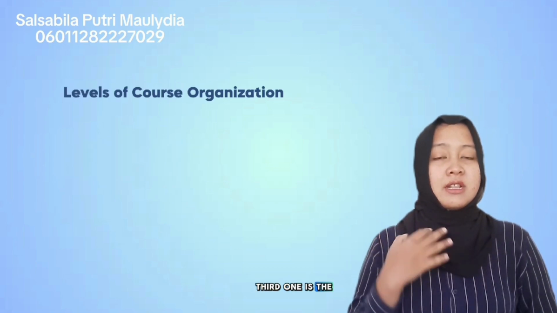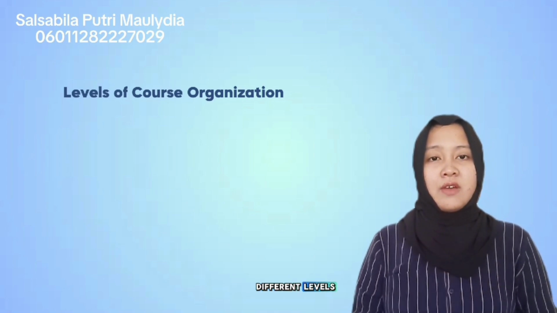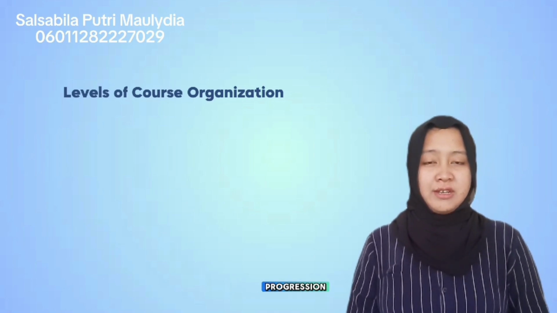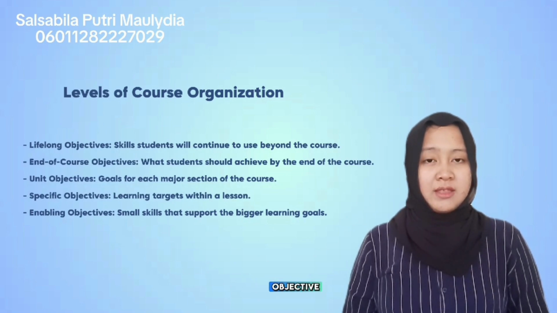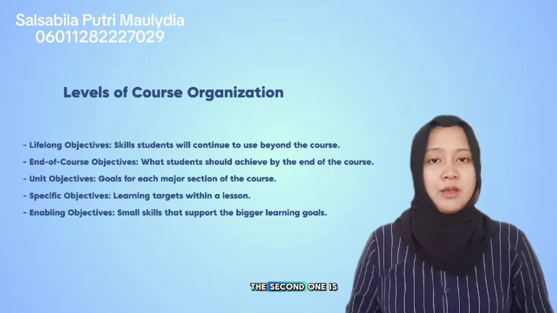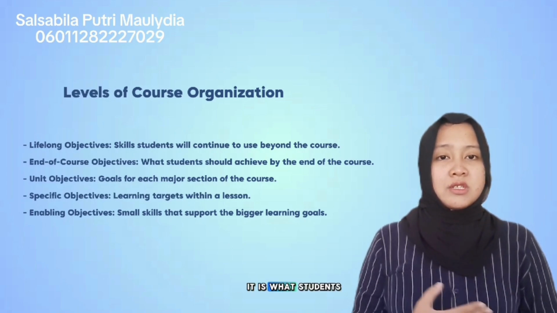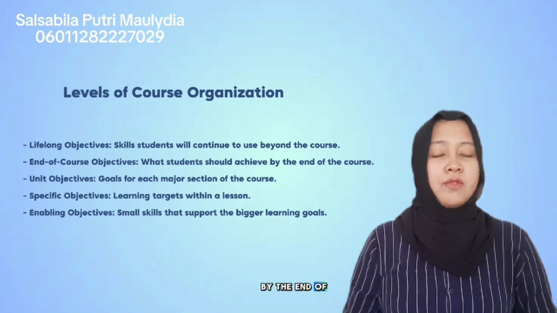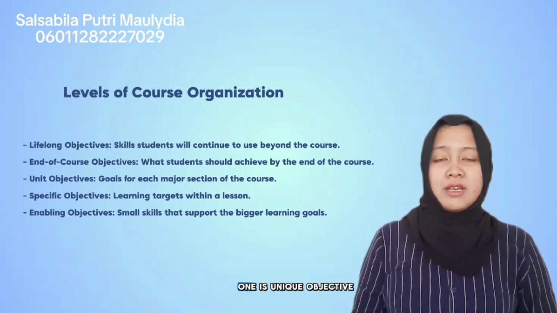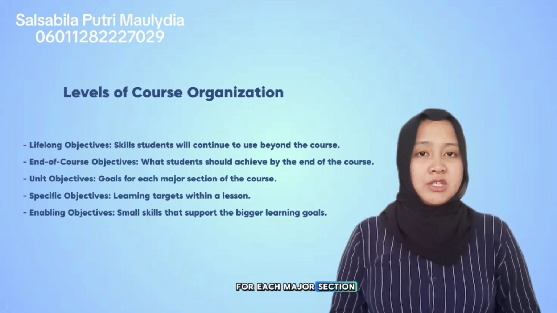The third one is the level of course organization. Courses are organized at different levels to ensure smooth learning progression. The first one, lifelong objective. Skills students will continue to use beyond the course. The second one is end of course objective. It is what students should achieve by the end of the course. And then the third one is unit objective. So it is goals for each major section of the course.